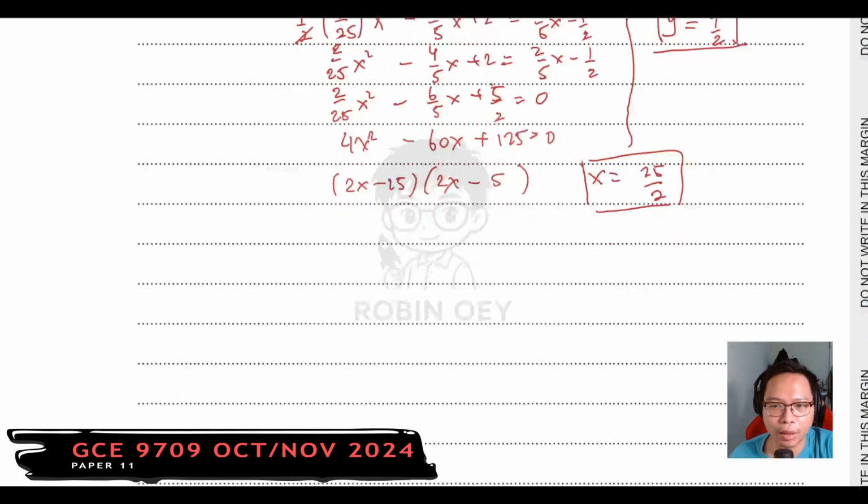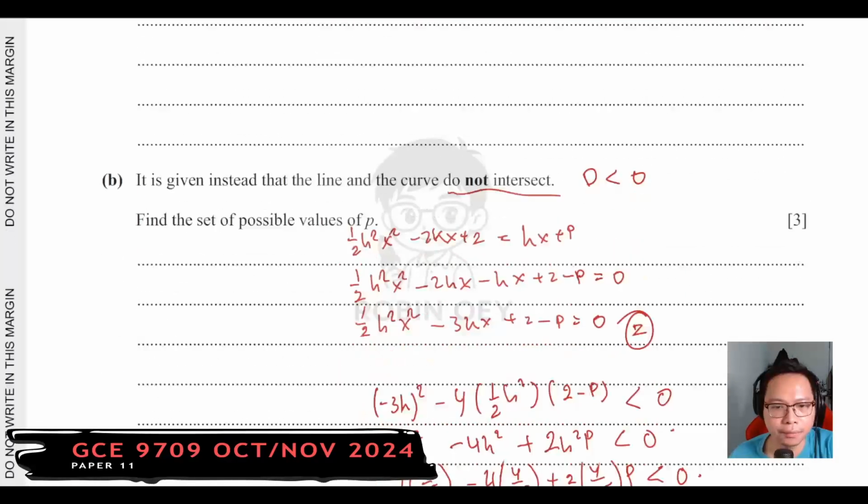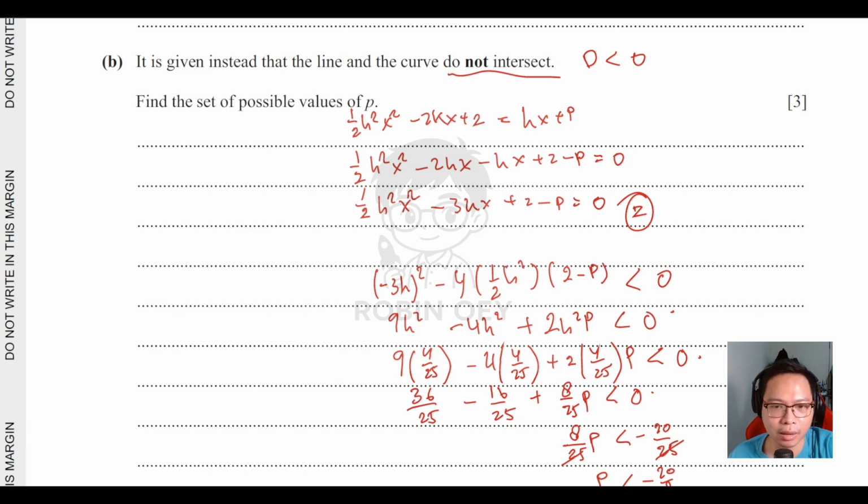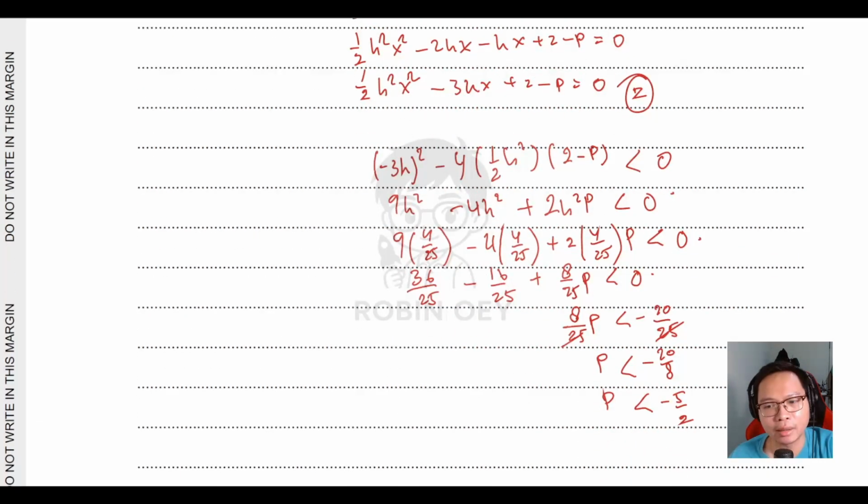Okay, that is for A. For B, it's given instead that the line and the curve do not intersect. So again, I'm using y1 equals y2 to find the intersection. Then once I get the intersection, I'm using the discriminant less than 0 because they do not intersect. So that's how I get p less than negative 5 over 2. Okay, so that's it for number 9.